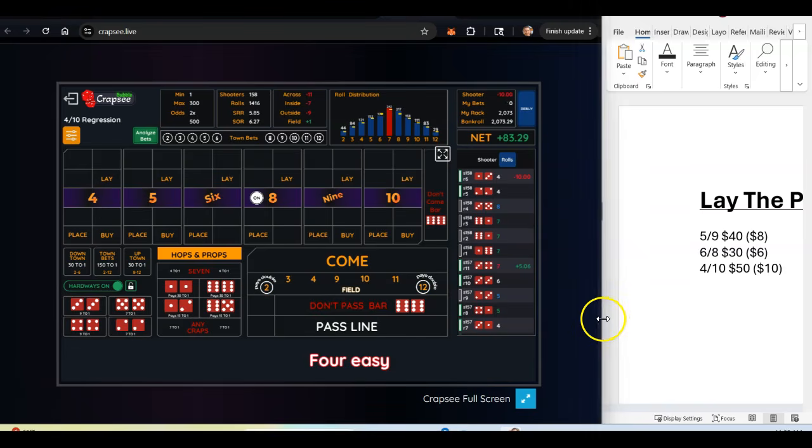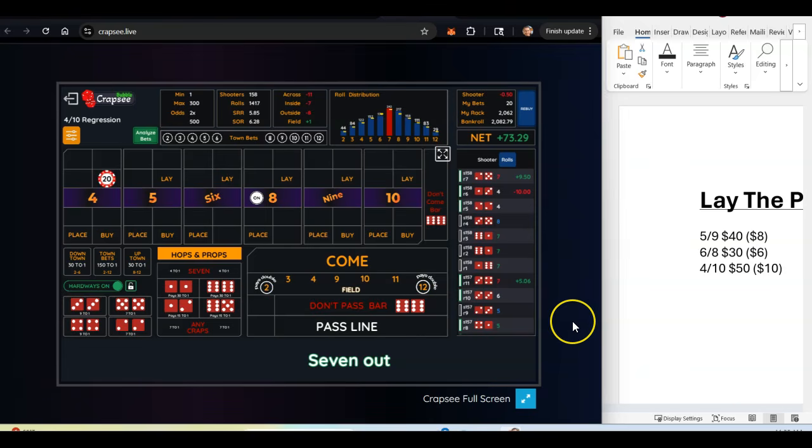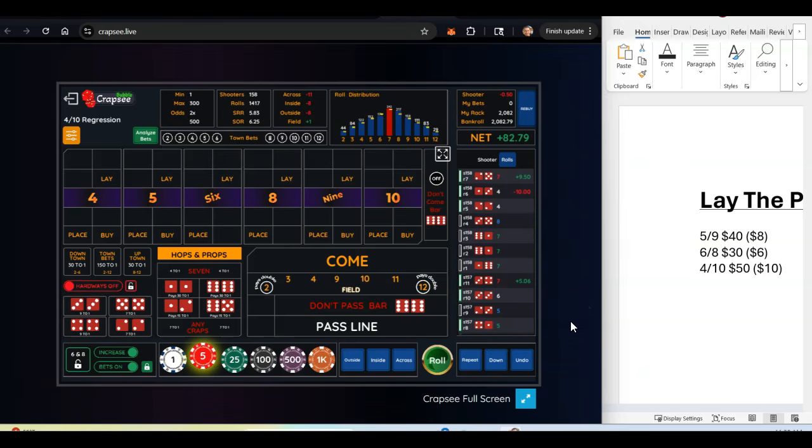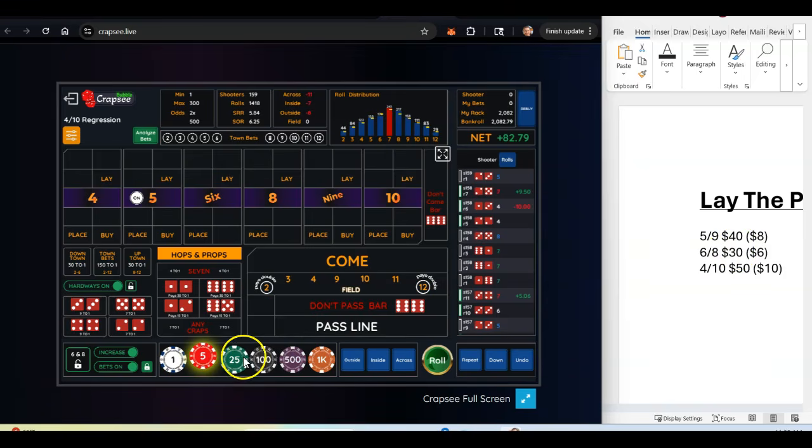4 easy. Oh, we got nailed. All right. So we're going to stay with the 4 since it just hit, and we're going to go up to level 2, which is the next level up here, which is 20. Just like that. 7 out. There we go. All right. And here we go. We're back to basically around where we started. We'll wait for another shot. Fever 5. 5. Okay. So that's an $8 base.